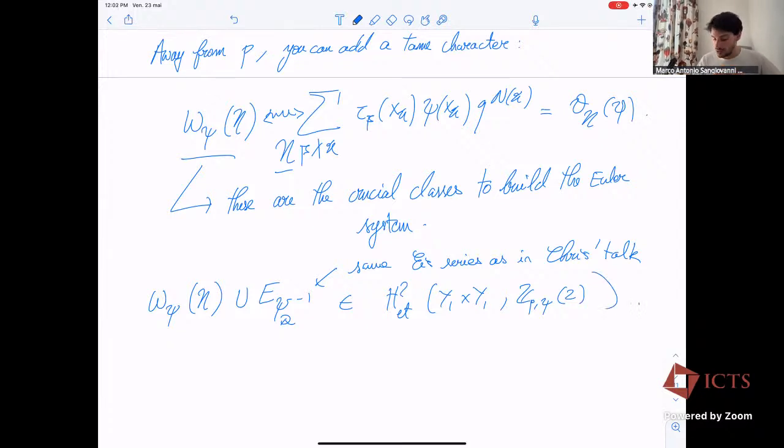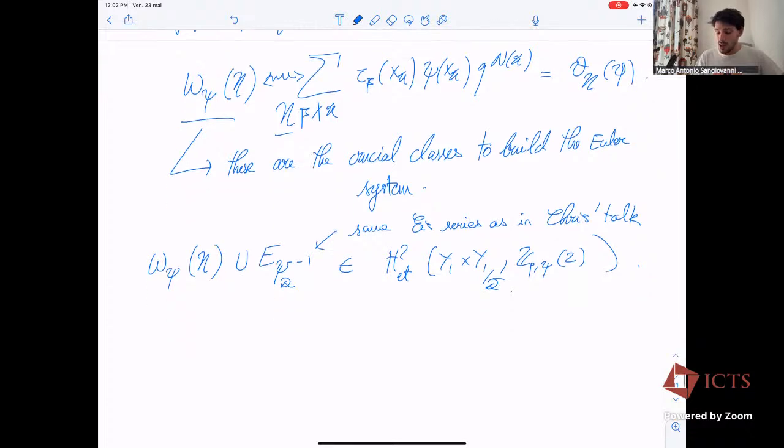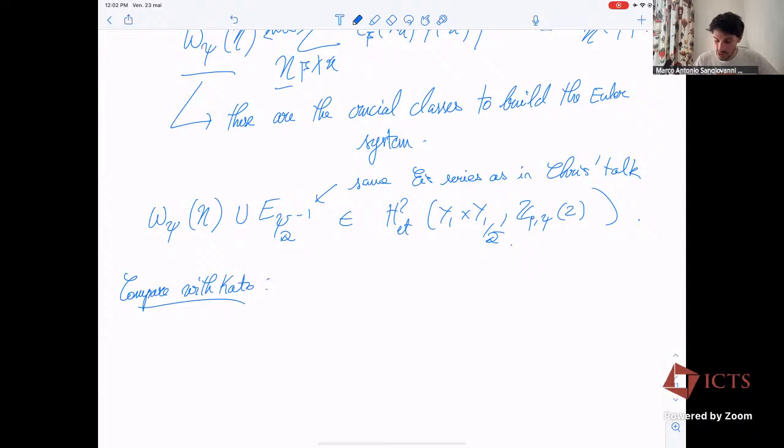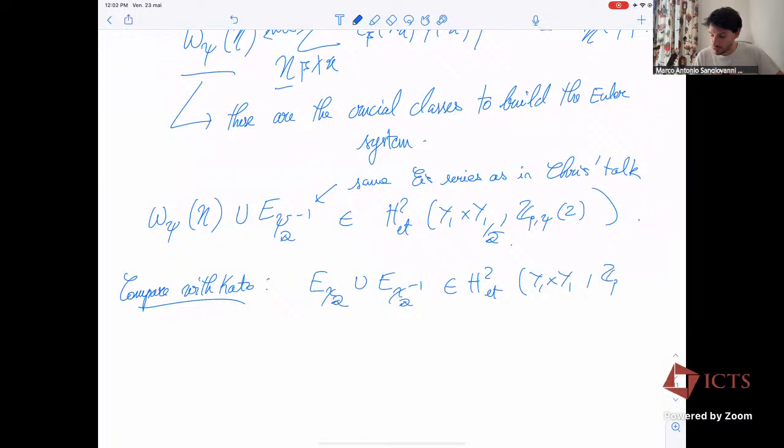Okay, so this is geometric et al. cohomology. Okay, and now maybe let me say, compare with Kato, where he takes E of, say, a character chi over Q, cupping with the inverse, essentially. So this is like critical one. This is an ordinary one. So in H2 et al. Y1 times Y1 Z_p chi 2. Okay. So it's really parallel.